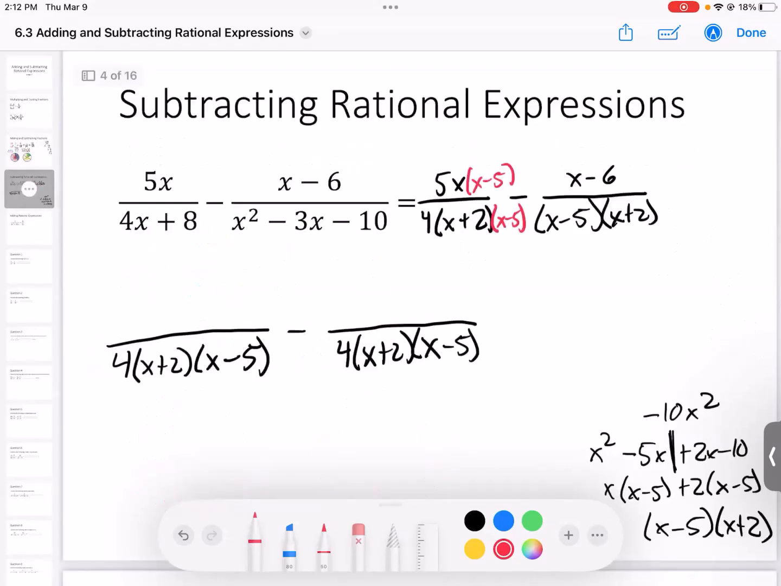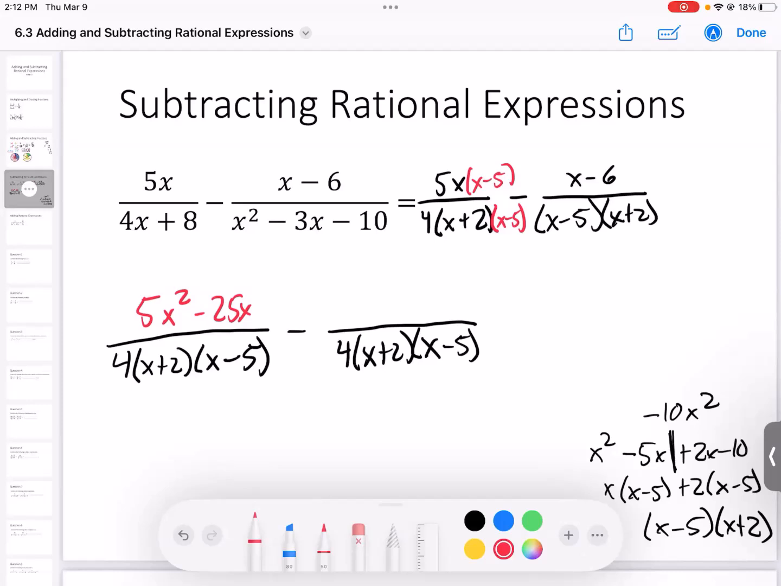Okay, so what that means is in our first fraction, when I do 5x times x minus 5, I'm going to get 5x squared minus 25x. And that's just from distributing the 5x to this. And you do want to put it in expanded form because in just a second, we're going to be adding or subtracting these together. And so you want to make sure you have it in expanded form.